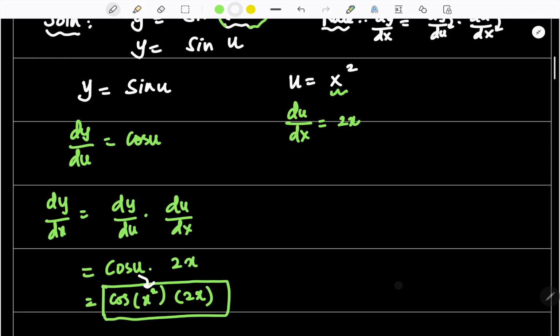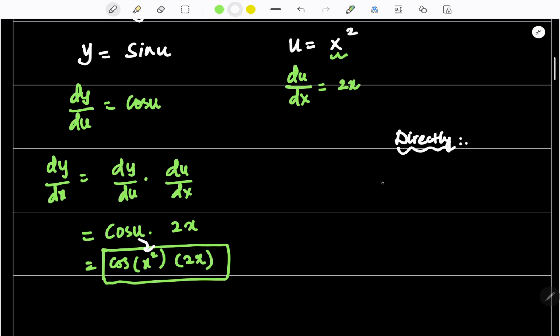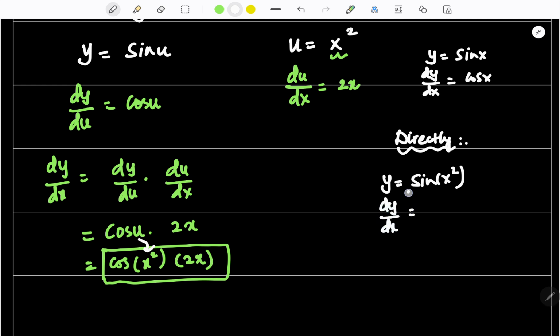Teacher, in this question, can I do the answer directly? Yes, if you are expert in derivatives. Y is equal to sine x square, right? If y is equal to sine x, what is the derivative of sine x? Which is cosine x, right? Now sine x square, dy by dx. What is the derivative of sine? Cosine x square, but then the derivative of the function inside. What is the derivative of the function inside? The derivative of x square is what? 2x. Match this answer.